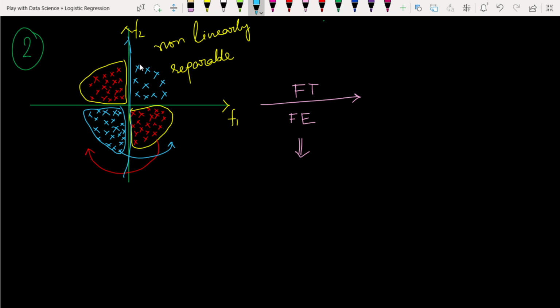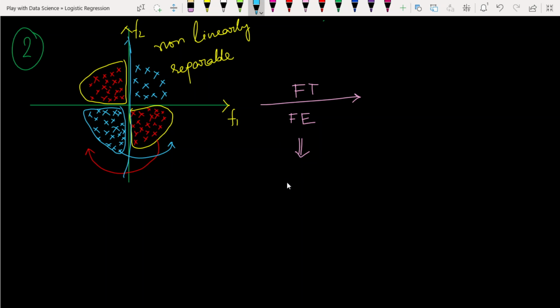So how have we separated this data? In this direction, F1 is negative and F2 is also negative. But I want to transform this side so that F1 does not matter, it can be negative, but F2 will be positive. How can we transform this data so that F2 is positive?